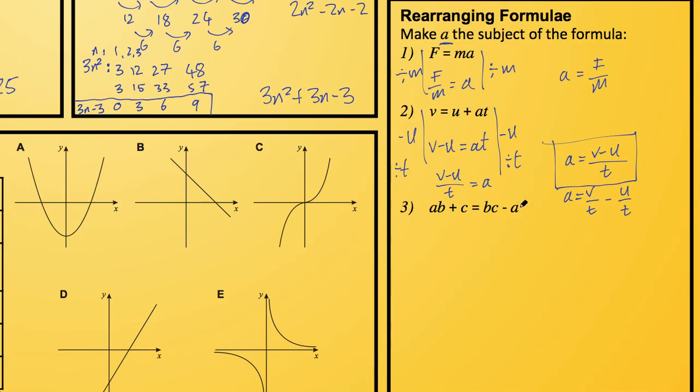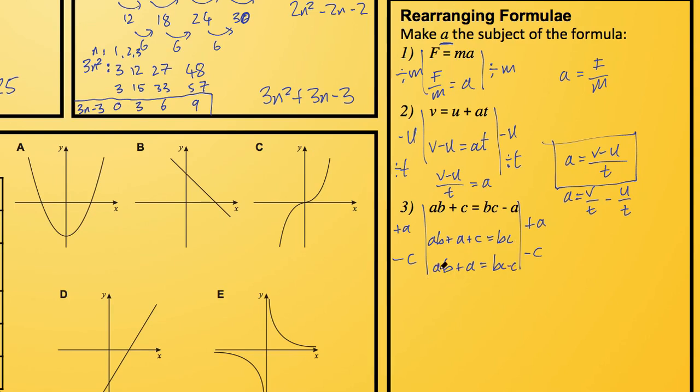In this one, I need to get everything involving A on one side and everything not involving A on the other side. That's my first step. That's because I've got two instances of the letter A. So first thing I'm going to do is add A to both sides. That gives me AB plus A plus C equals BC. Remove any term from this side that doesn't include A at all, so that's the C. So I'll take away the C from both sides. AB plus A equals BC minus C.